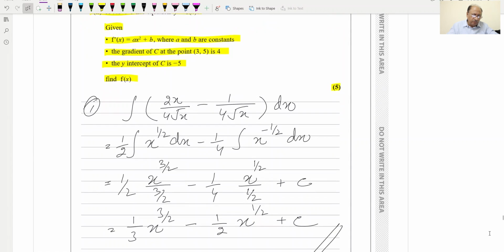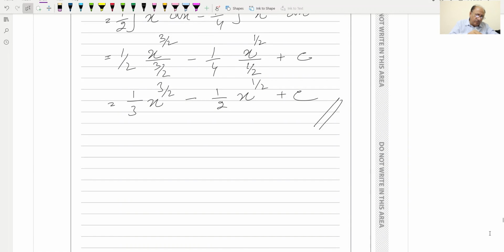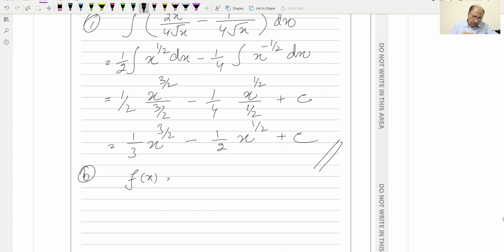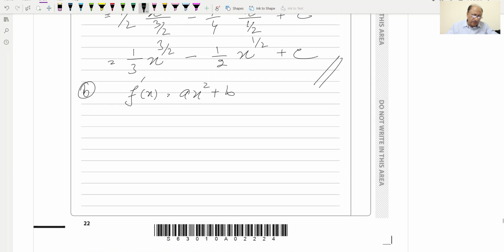So the given equation we will use, f dash of x is equal to ax square plus b. We will integrate this to find f of x. We integrate f dash of x, which is ax square plus b, and this is basically the given equation. Now an integral of f dash of x will be f of x, and this will be equal to ax cube over 3 plus bx plus c. This will be the integral constant.